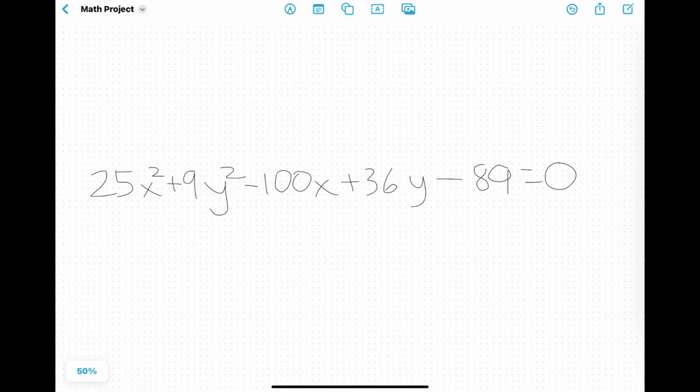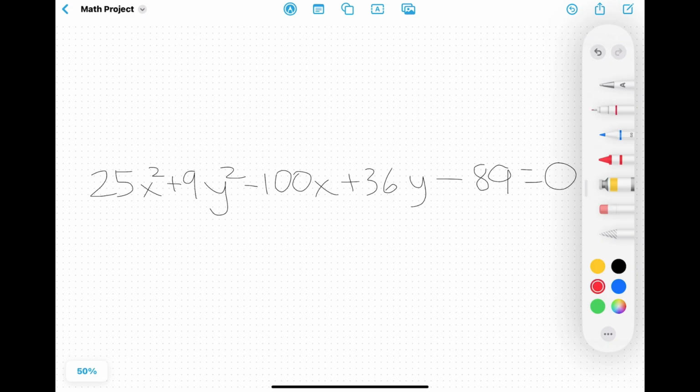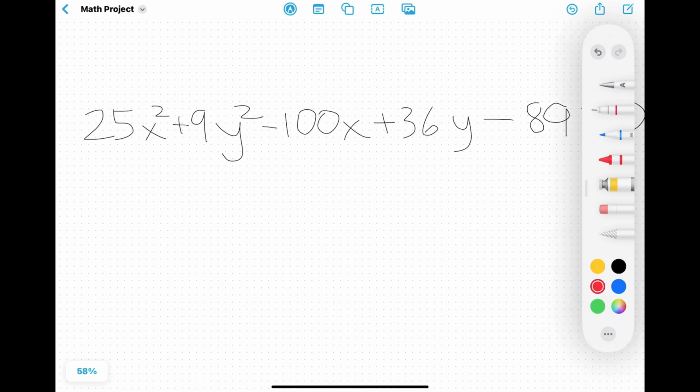Our first step is to group the x and y terms. 25x squared minus 100x plus 9y squared plus 36y minus 89 equals 0. Now, to make completing the square easier, we can factor out numbers if there are any. In our case, we can definitely factor out some numbers.